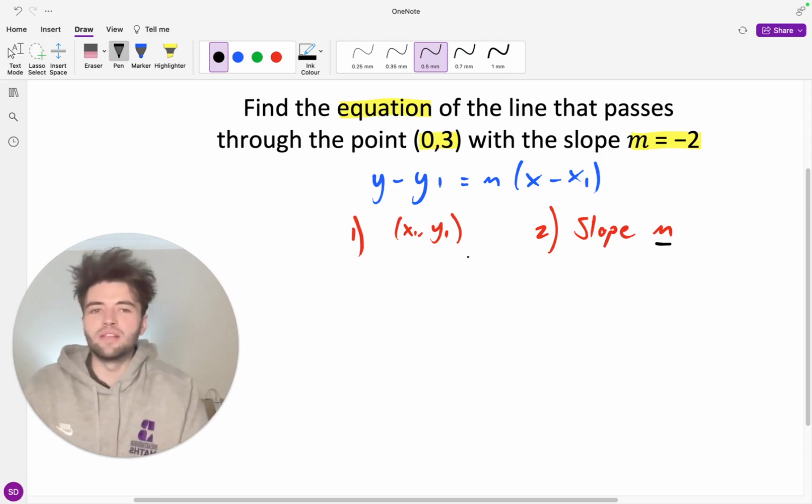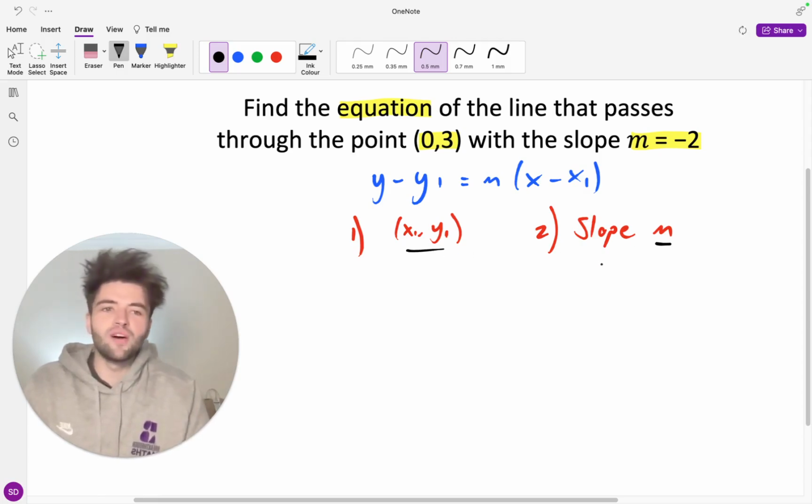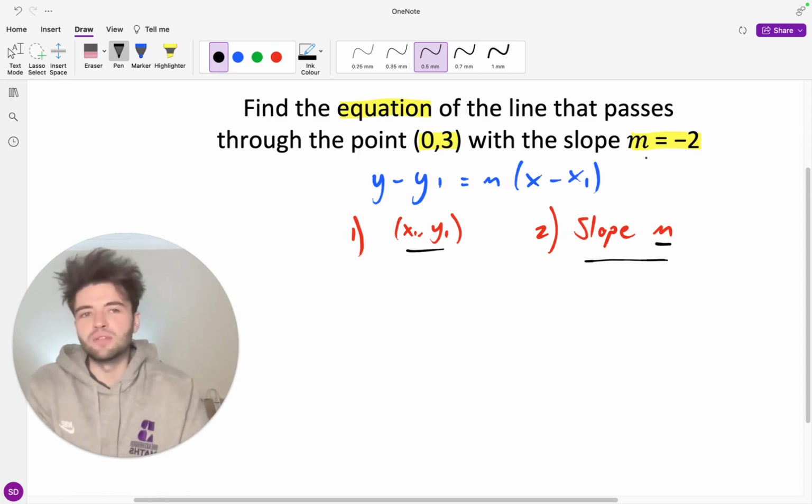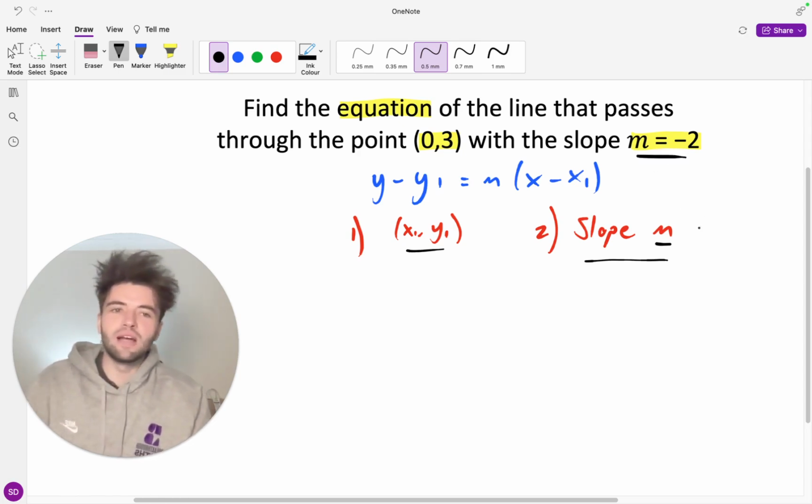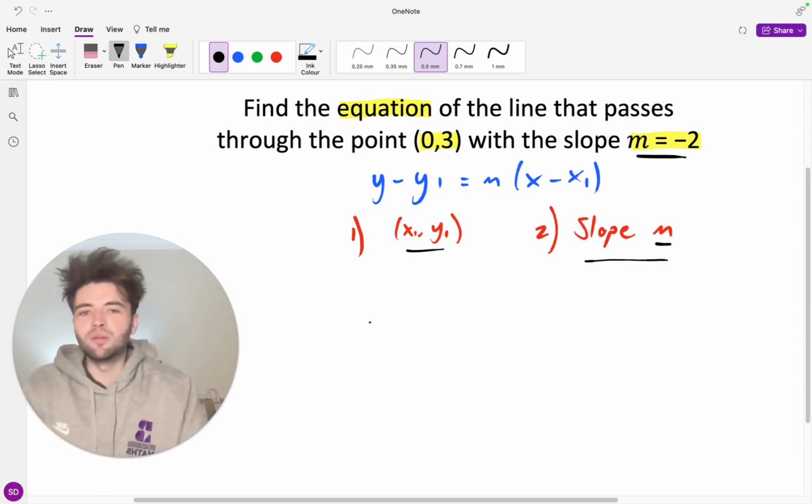It is worth noting as well that as long as we have 1 point, we can actually find the slope of the overall line by using another point. So we could also be given 2 points. But in this case, we're just given the slope straightforwardly, so that's going to be no issue here. So now we just need to plug these into our formula.